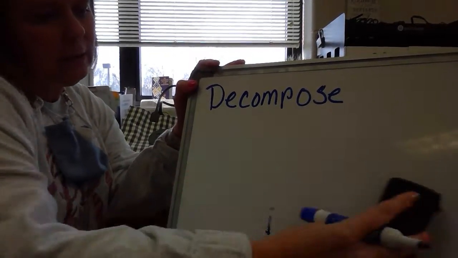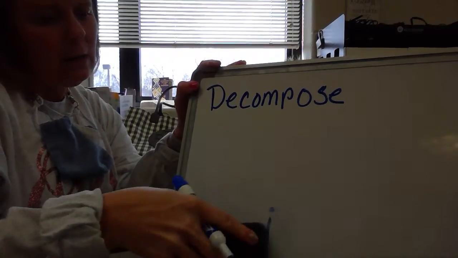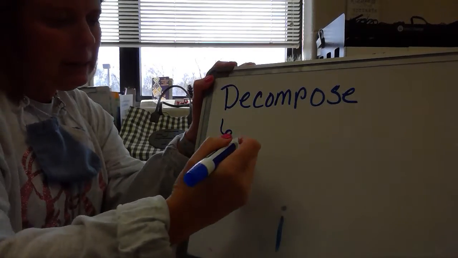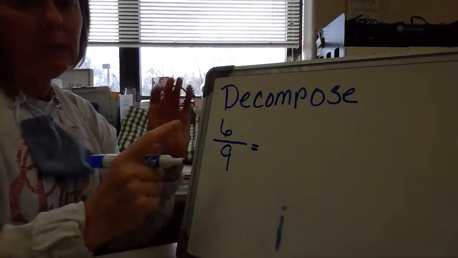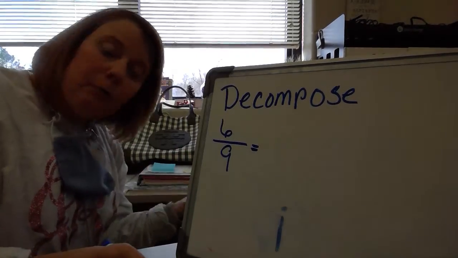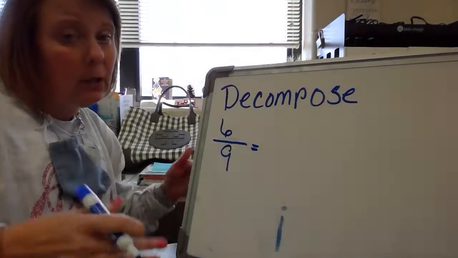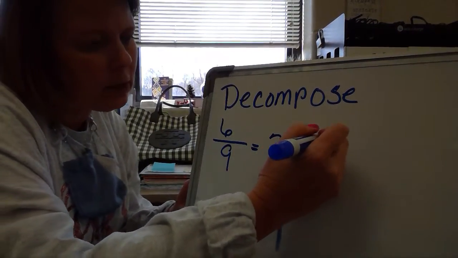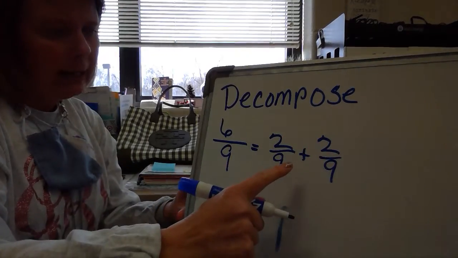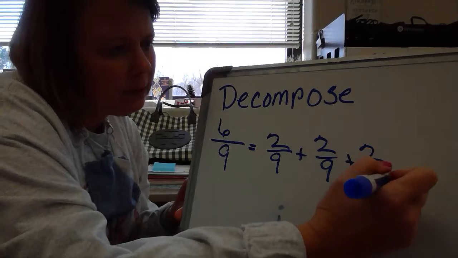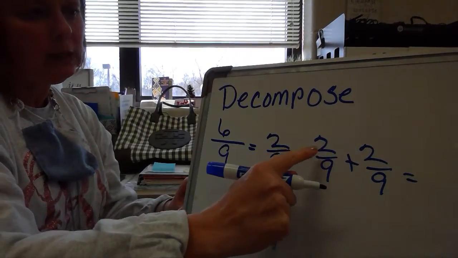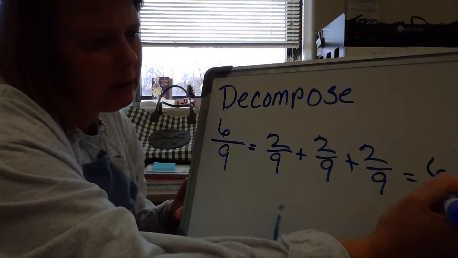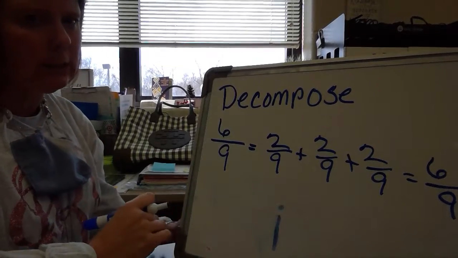Let's try it again, because you know me, I love examples. All right, let's try it again. You ready? Let's say we've got 6/9, and we want to decompose 6/9. Can you think of 2 different ways to decompose 6/9? Well, I know that 2/9 plus 2/9 gives me 4/9, so I need another one. So 2 plus 2 plus 2, or 2 times 3 equals 6/9. There's one way to decompose 6/9.